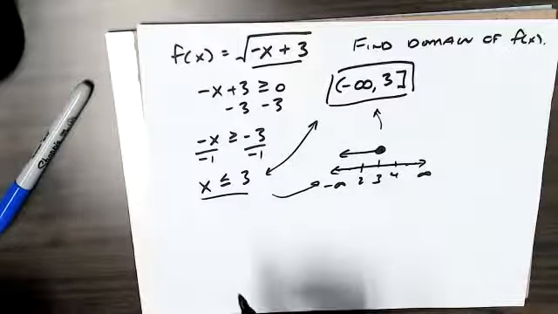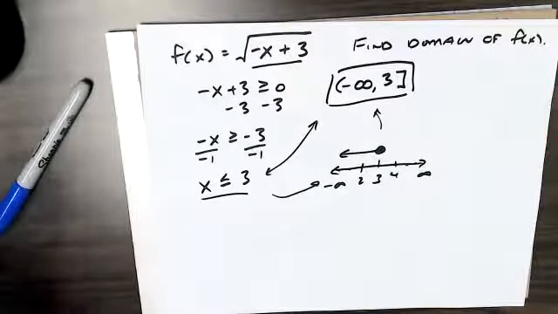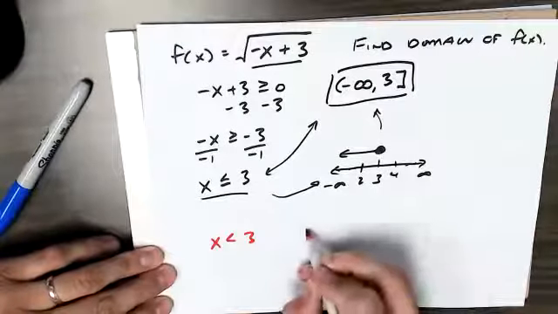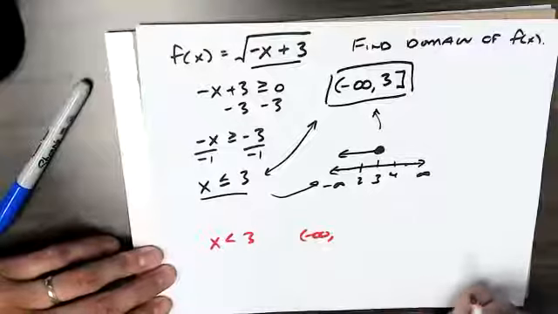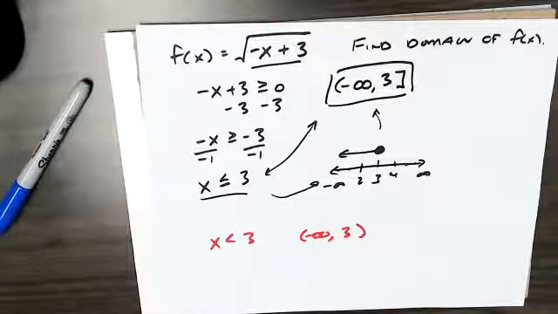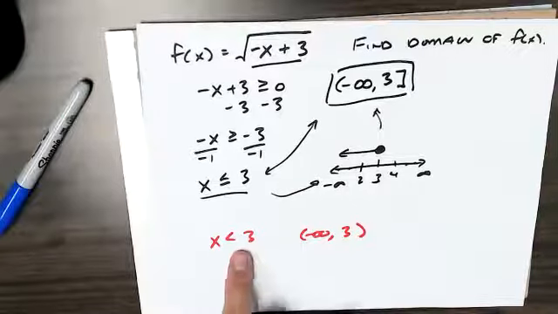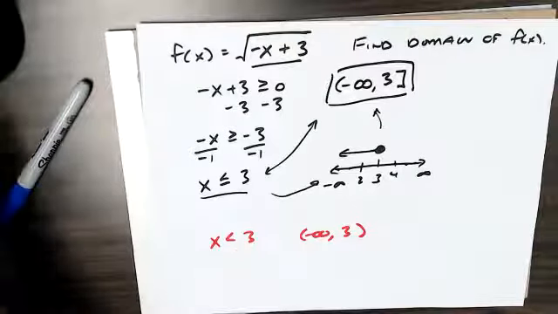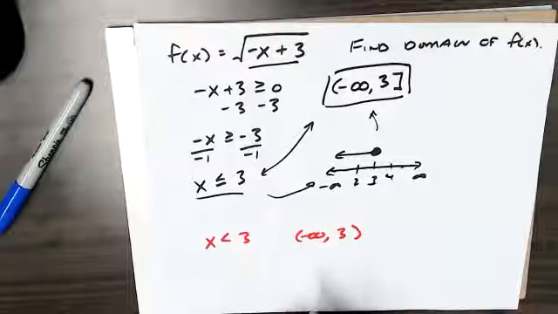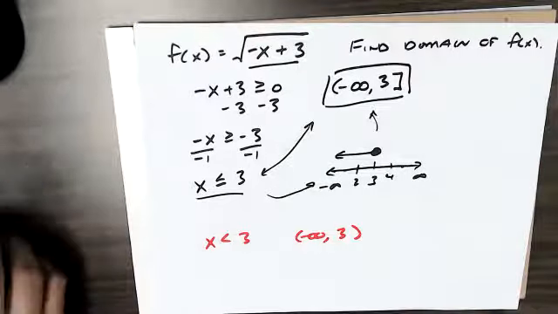I'll use a different color. If this was X is less than 3, this would be negative infinity, with a parenthesis always on the infinity. But this one would be a parenthesis too. Okay, so I have that one in my notes. Yeah, and it's because X can't equal 3. It's got to be anything less than that. It could be 2.9, it could be 2.9999999. It just can't be 3. And then the U basically just means or.